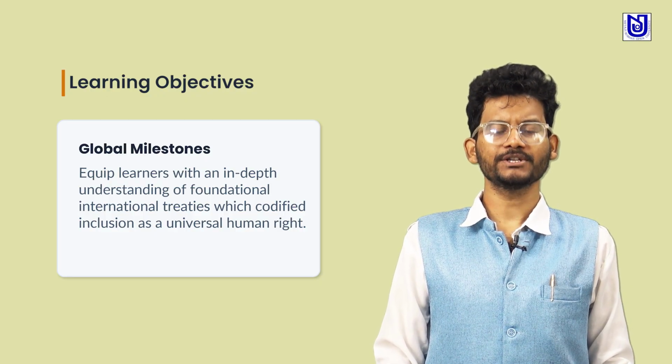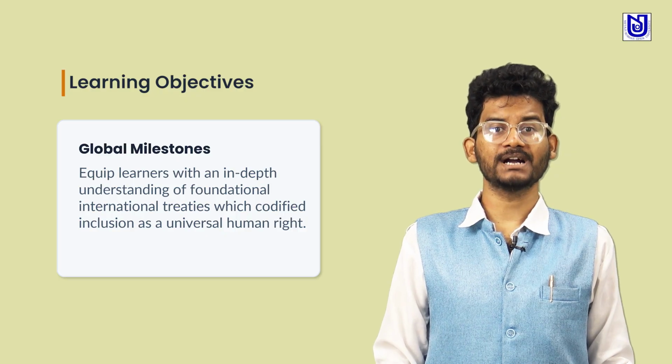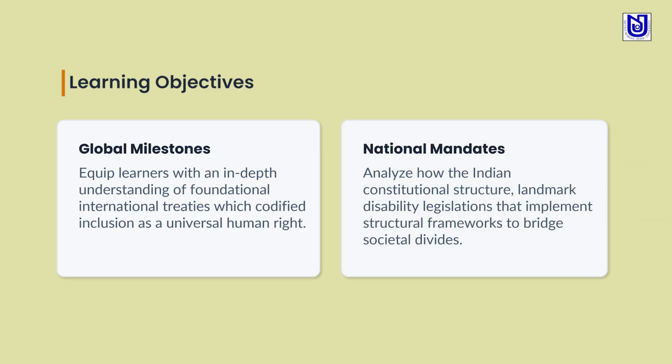Similarly, after going through this lecture, the learners will also understand about the national mandates pertaining to the Indian context. They will be able to analyze how the Indian constitutional structures, landmark disability legislations such as the RPWD Act of 2016 and the latest NEP 2020 implement structural frameworks as well as actual policy readjustments to bridge the societal divides and spread inclusion not only in education but across the Indian society.